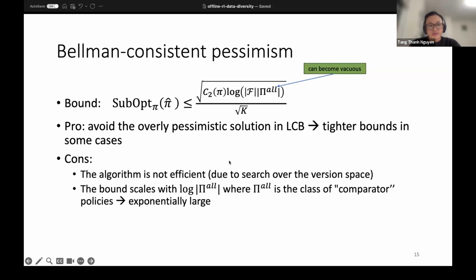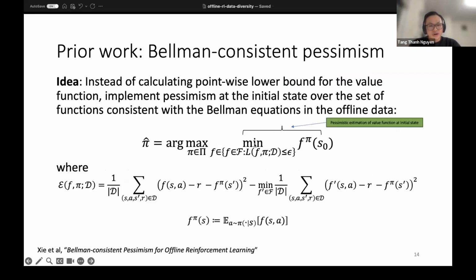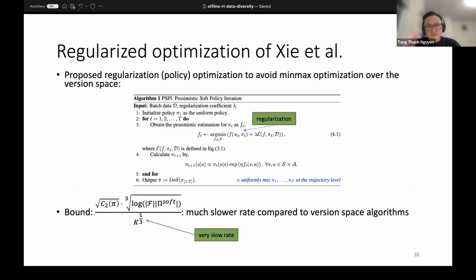One issue is that this is a version space algorithm, so it requires a constrained optimization over the version space. This kind of constrained optimization is in general not tractable. Later on, they proposed a relaxed version of the version space algorithm using regularized optimization. The idea is basically to introduce a regularization term, which increases pessimism, and then perform unconstrained optimization. But even though this is more practical, the learning rate is much slower: 1 over K to the power of 1/3, which is much slower than the standard rate of 1 over square root of K.